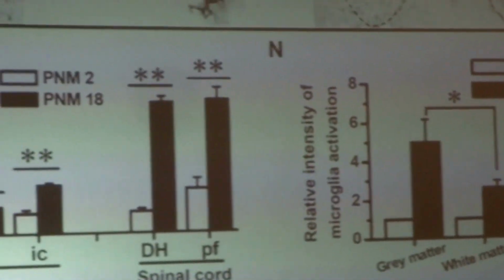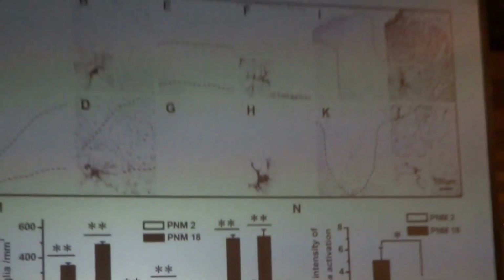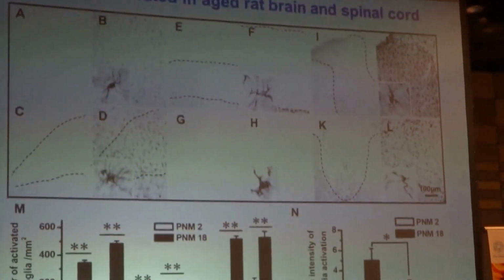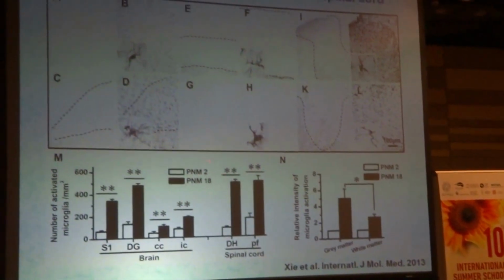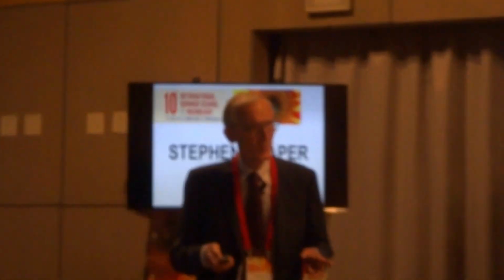Just an example of aging in rat brain and spinal cord. Look at microglia, you find them in an activated state, their numbers much greater in an 18-month-old rat as opposed to a 2-month-old. So this senescence occurs where these cells become more reactive.